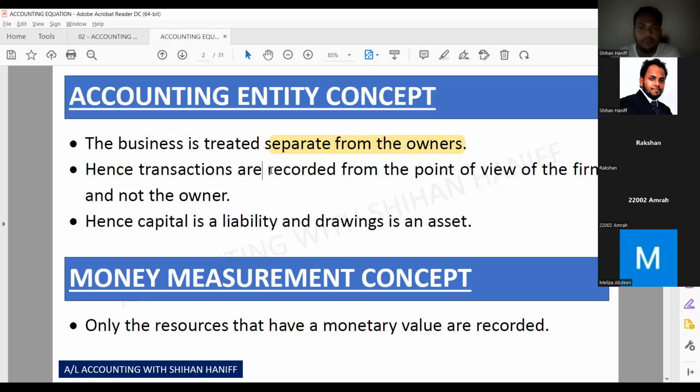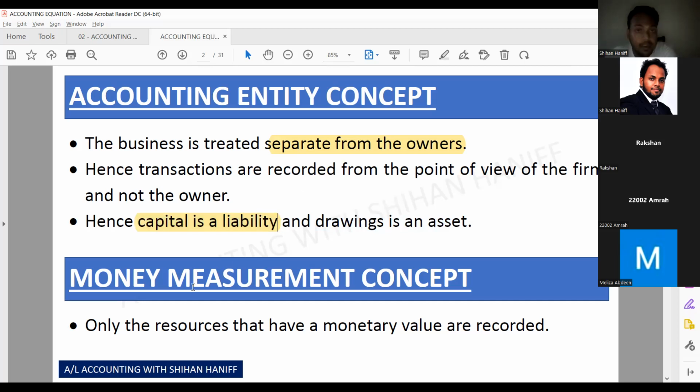Hence, transactions are recorded from the point of view of the firm and not the owner. So when you are preparing accounts, you have to always think from the business point of view. Hence, the capital is a liability. So that is why we consider the capital as a liability. Capital is not an asset. Capital is a liability. And drawings is an asset. Okay. So remember this point.